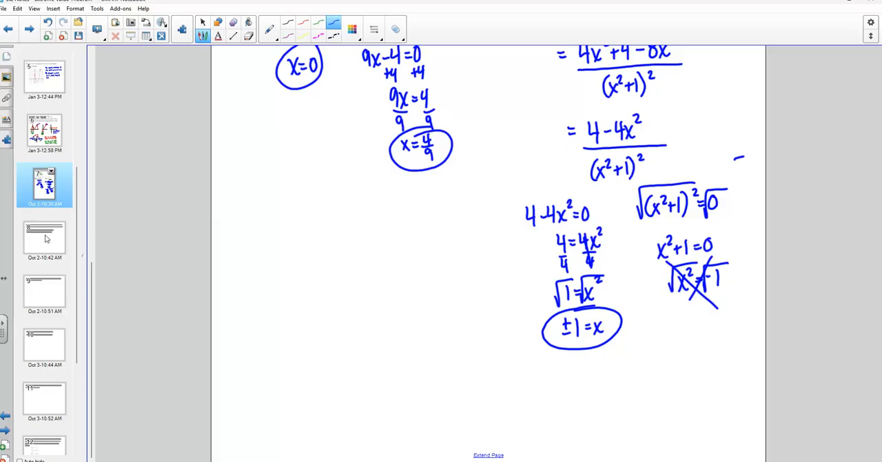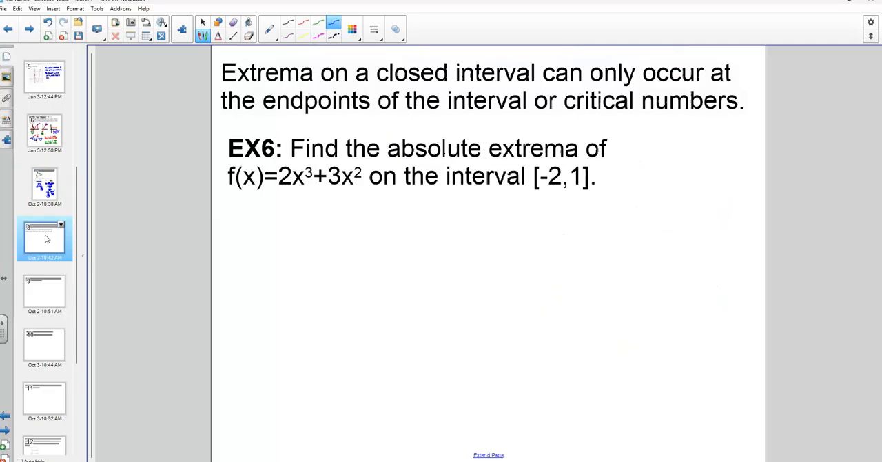Okay, so let's look at what we're going to use this for: extrema on a closed interval. Closed interval, meaning that you've got brackets A to B, right? In this case it's -2 to 1. Extrema, which means absolute maximums or minimums, can only occur at endpoints of the interval or critical numbers. So it can only happen at the endpoints or critical numbers.